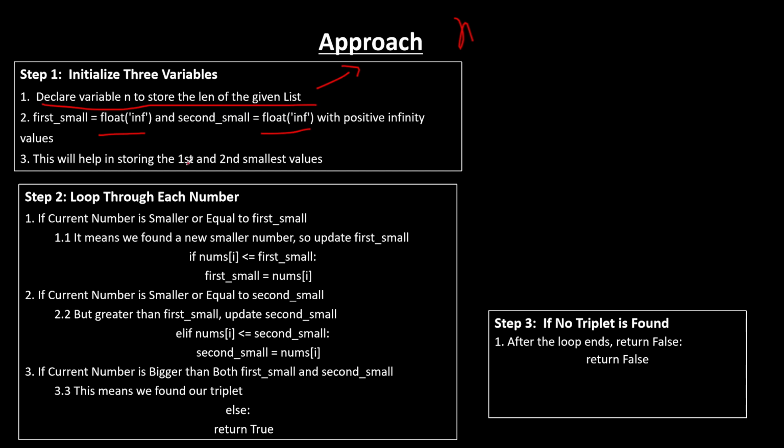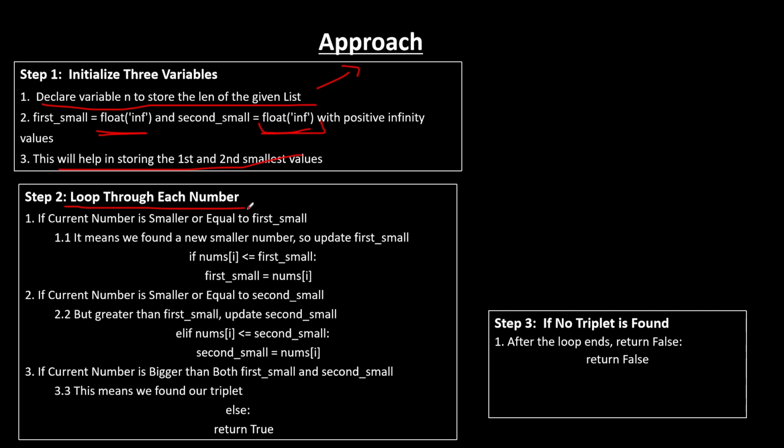So since initially we don't have any values, we will take float infinity in both the values. Because if it is something like positive 1 lakh in the first bag, and if we get 2, we will replace it, right? With 2, replacing 1 lakh. Now we will iterate, and this will help you store the first and second values.